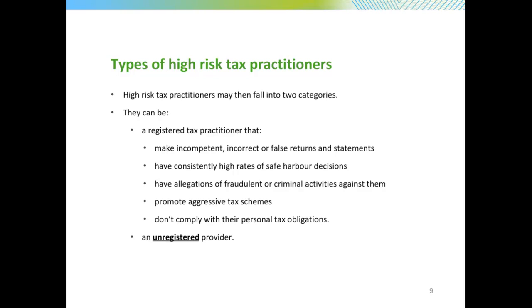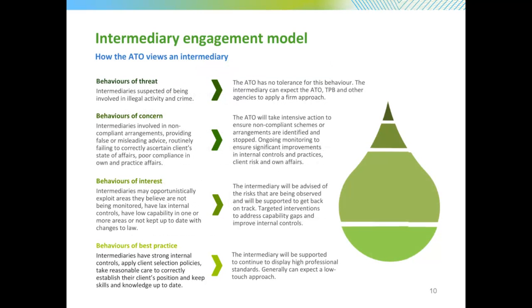For example, we have real-time intelligence sharing with the ATO about high-risk practitioners linked to the stimulus measures. This includes agents whose clients are linked to fictitious or overclaims regarding the cash flow boost, JobKeeper, and superannuation early access. You probably know that there's been over, I think, 1.3 million claims under super early access, and we're looking with the ATO very closely at patterns associated with high-risk practitioners.